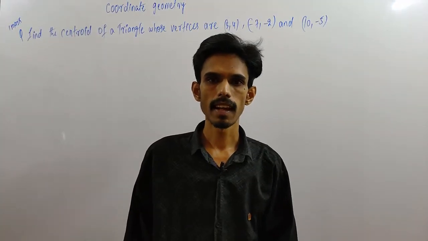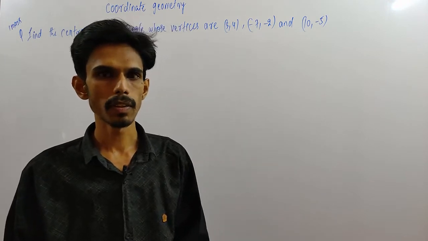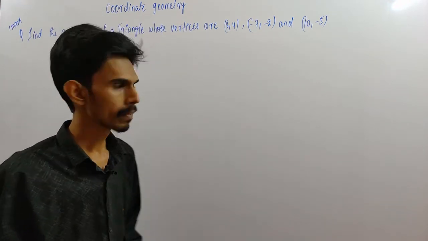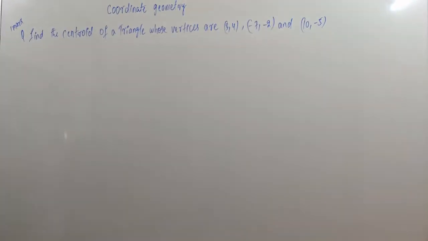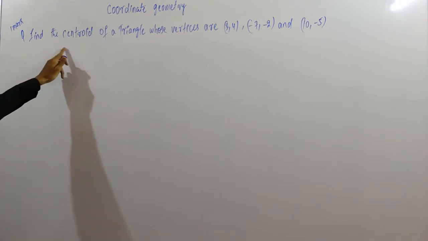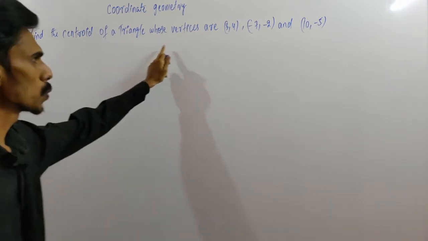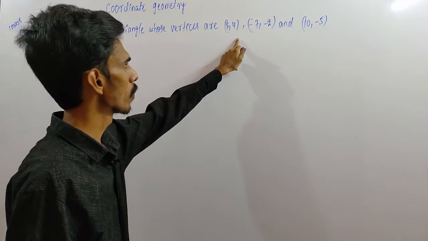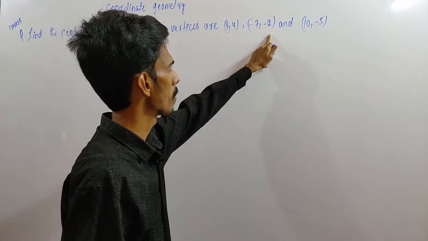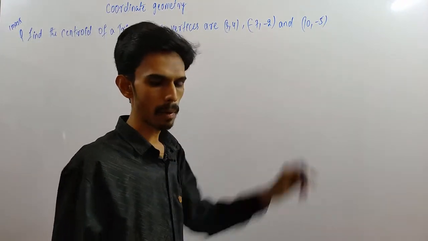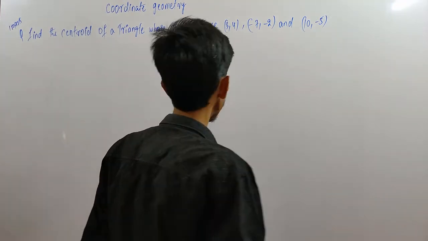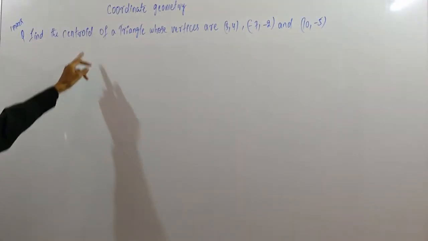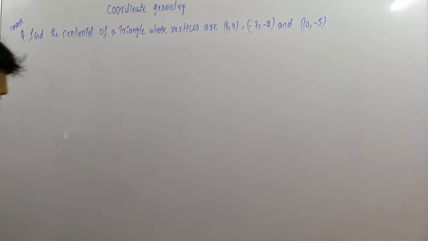Hello guys, in this class I am going to solve questions in coordinate geometry. Let us start with this question. We have been given: find the centroid of a triangle whose vertices are (3, 4), (-7, -2) and (10, -5). We have been asked to find out the centroid of a triangle whose vertices are given.